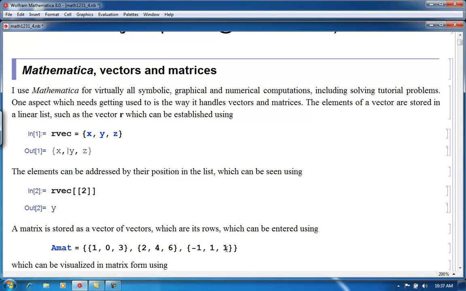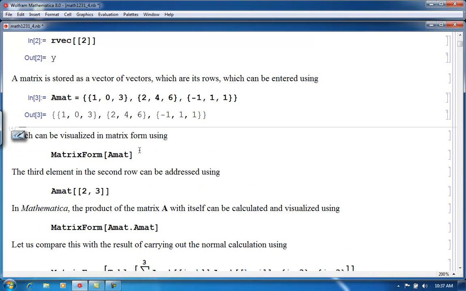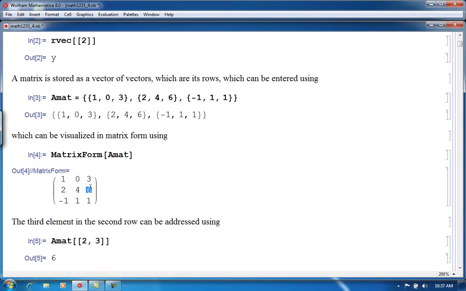And a matrix in Mathematica, or the elements of a matrix, are stored as a vector of vectors. So there's the first row, and there's the second row, and the third row. So we'll establish that. And it can be visualized in matrix form using this. And we can address the element of a matrix by its position. So this would be the element in the second row and third column using this. And that's 6, as we see here. And there you go.